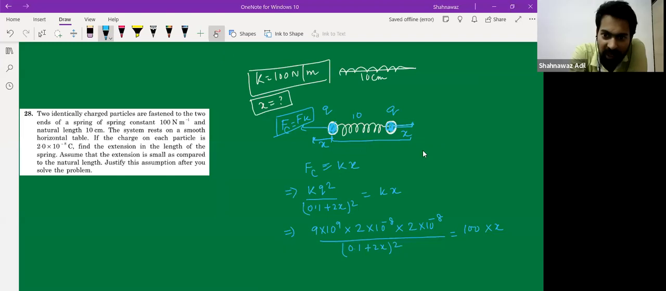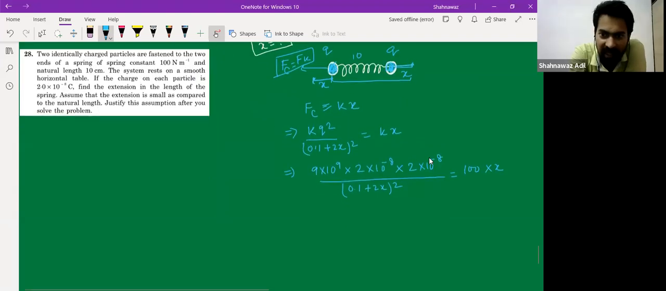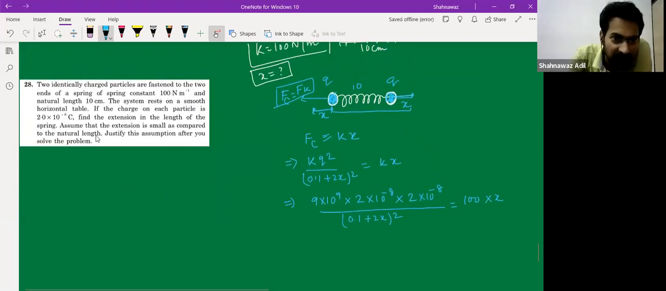In this question, they are saying to assume that the extension is small as compared to the natural length. So we have to assume that this extension is very small.